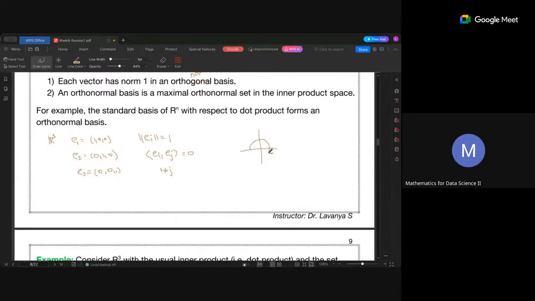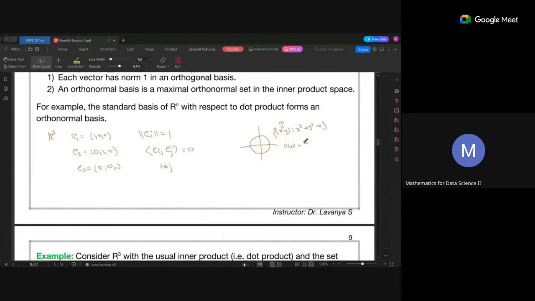Let us consider the unit circle in R2. What are all the points on the unit circle? Unit circle means set of all x, comma y such that x squared plus y squared equals 1. Now, let us look at this definition in another way. Let us call this as your vector u. Now, what is norm u? Square root of x squared plus y squared. So can we rewrite this set as set of all u in R2 for which norm u is equal to 1? Yes, ma'am.